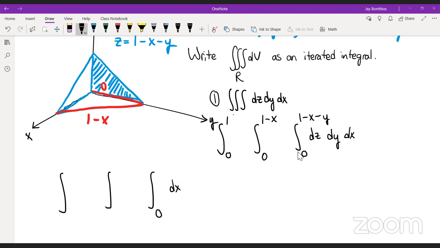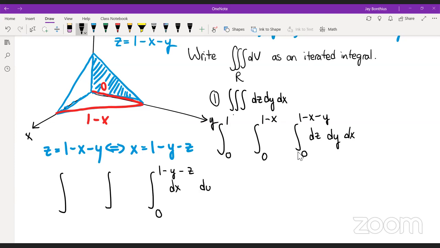And the upper bound on x, in terms of y and z, is this plane here. That plane is z equals 1 minus x minus y. If we isolate the x term, we get x equals 1 minus y minus z, exactly. So the upper bound is 1 minus y minus z.